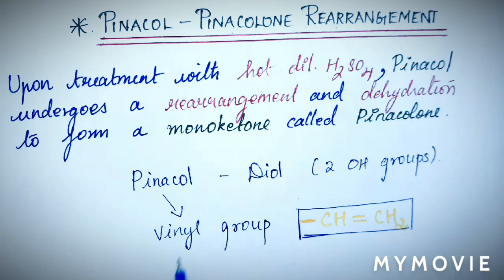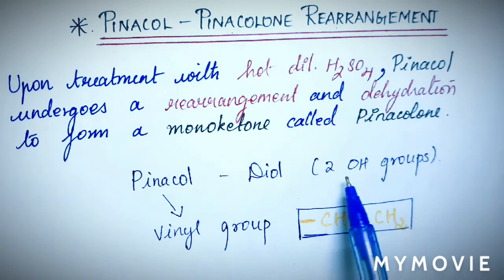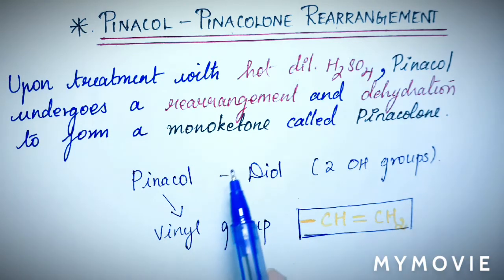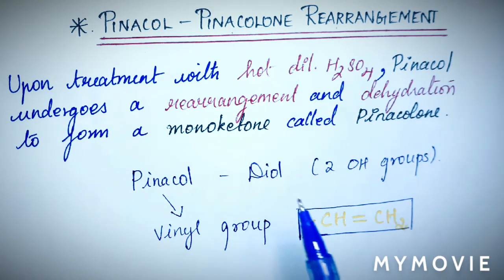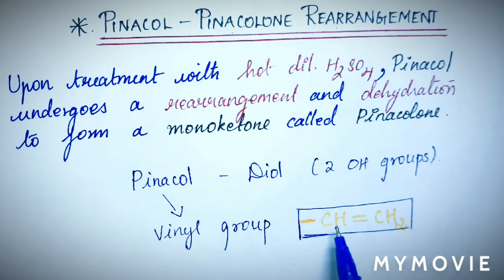Basically, Pinacol has a molecular formula containing a vinyl group, which is CH double bond CH2. It is nothing but an ethylene molecule with one hydrogen short. This is a vinyl group. To this vinyl group are attached two OH groups, that is alcohols. You know that when there are two hydroxy groups present, you call that a diol. Thus, Pinacol is an organic compound with a vinyl group attached to two hydroxy groups. That is Pinacol. Now I'll tell you how to write the molecular formula.